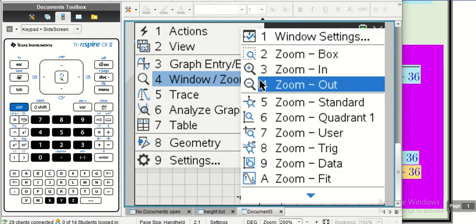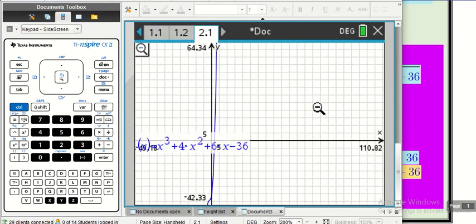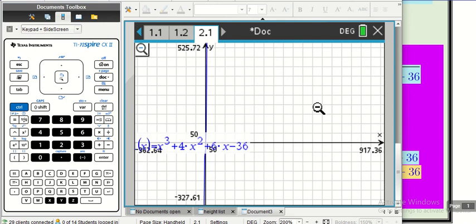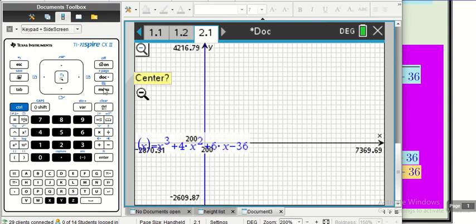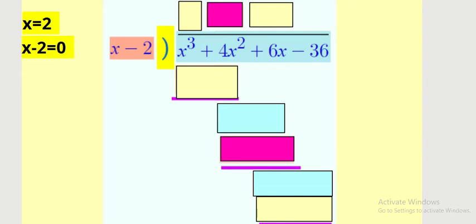And we can zoom out just to see what the polynomial actually looks like, because it is a cubic, right? So if I zoom out far enough, we see that it comes up from this side, it crosses at 2, and then it goes up over there. That's kind of the visual of what a cubic function is.